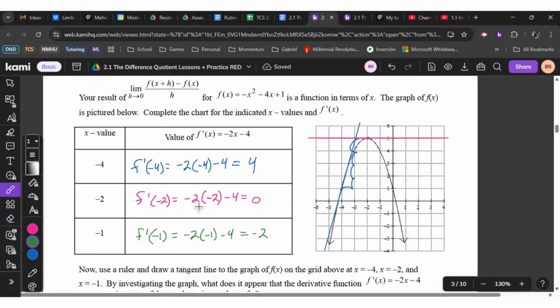Now we're going to -1. And if I put that one in, the slope of that is -2 over 1, so -2. So it would appear that yes, indeed, the slope of the tangent line is the derivative at that point.